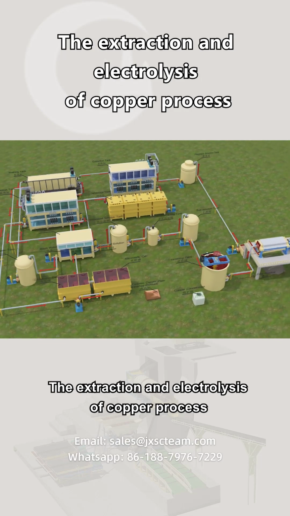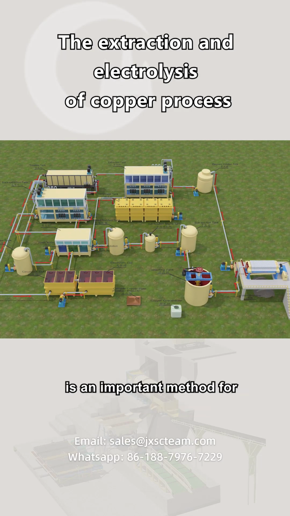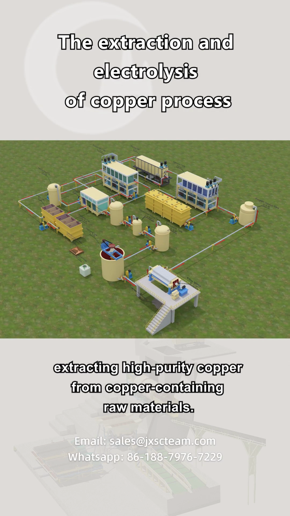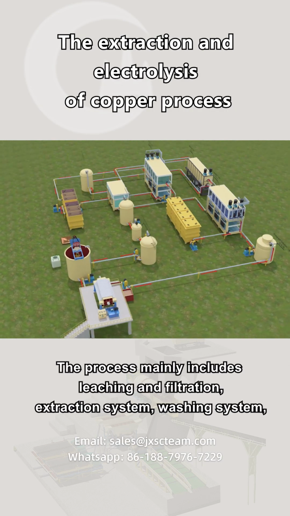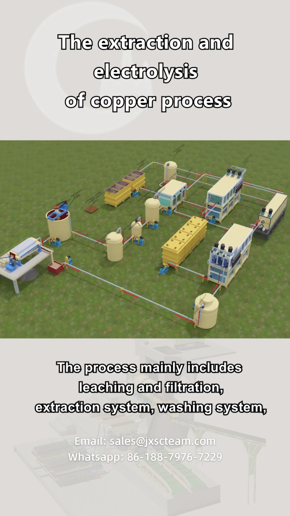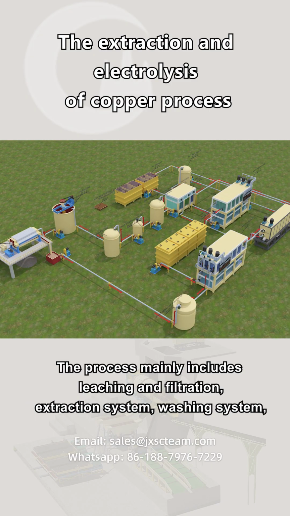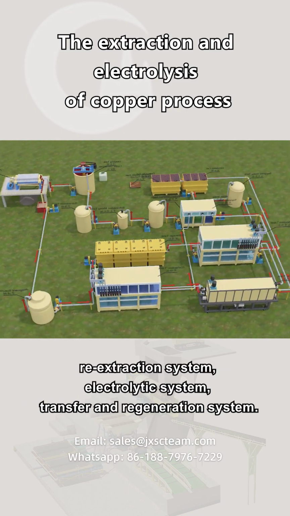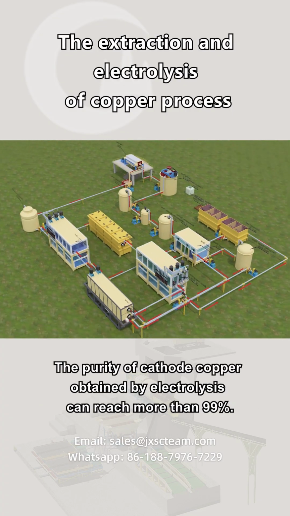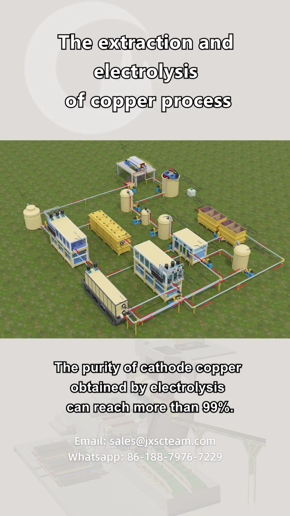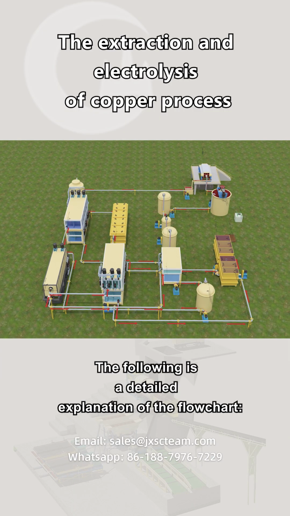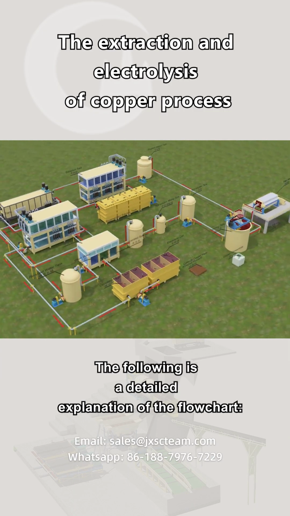The extraction and electrolysis of copper process is an important method for extracting high-purity copper from copper-containing raw materials. The process mainly includes leaching and filtration, extraction system, washing system, re-extraction system, electrolytic system, transfer and regeneration system. The purity of cathode copper obtained by electrolysis can reach more than 99%. The following is a detailed explanation of the flow chart.